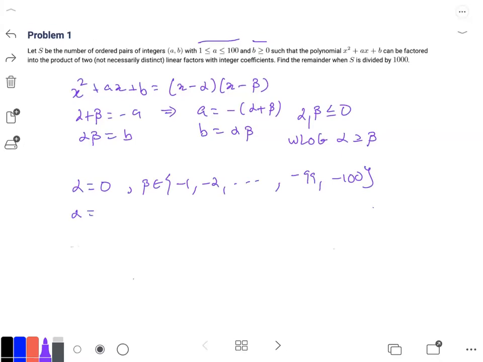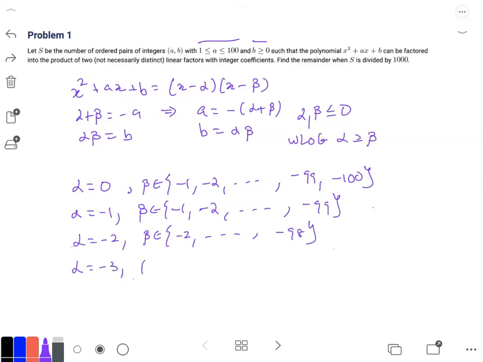Let's go alpha is equal to -1. Beta must be at most alpha. Alpha is greater than or equal to beta, so beta needs to start from -1, -2, all the way until -99. We want to make sure we have alpha plus beta is at least -100, right? So next we have alpha is equal to -2. Beta can be anything from -2 to -98. I'll go a little bit quicker now. Alpha is equal to -3. Beta can be anything from -3 to -97.